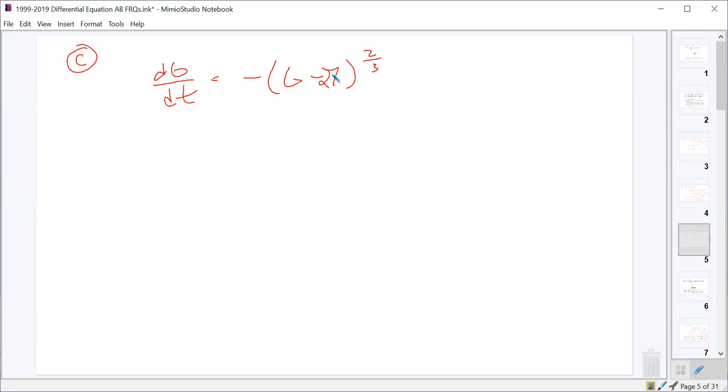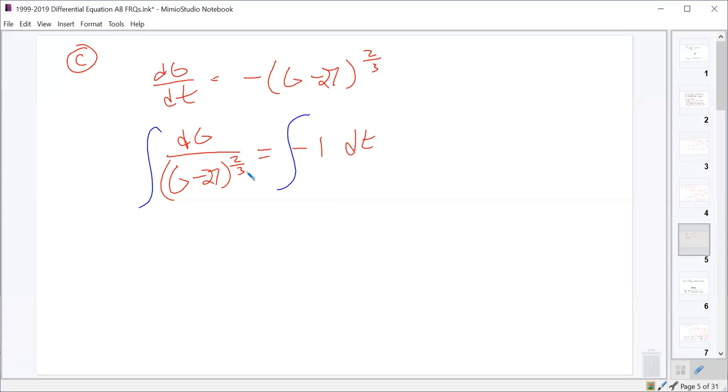Anyway, since this is dg dt and there's no t's over here, there's only g's, we're not really going to be just anti-differentiating both sides. We have to separate the variables. So this becomes dg over g minus 27 to the 2/3 equals negative 1 dt. Okay. And then we'll integrate g minus 27 to the 2/3 in the denominator. We'll integrate both sides here.